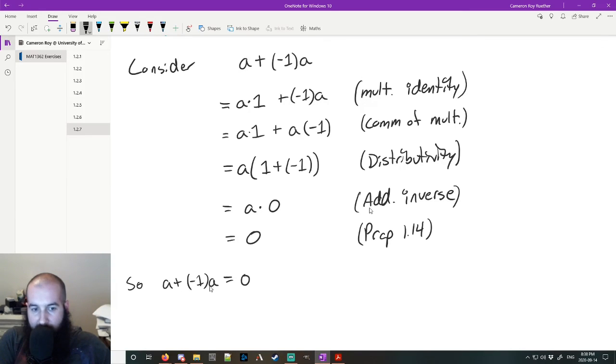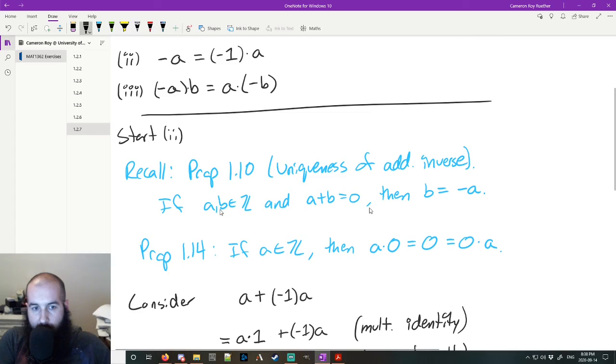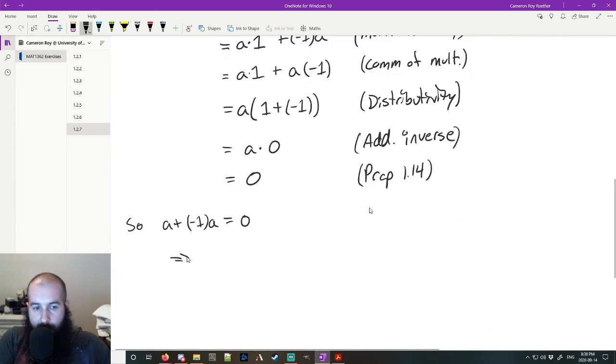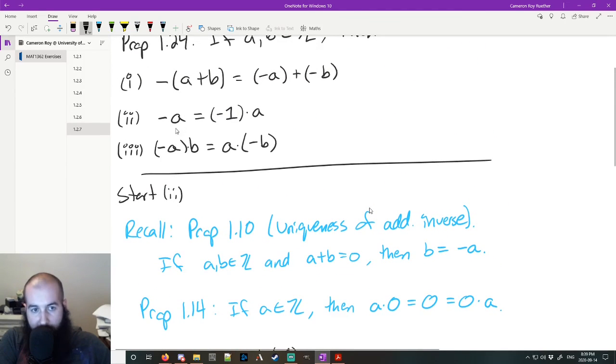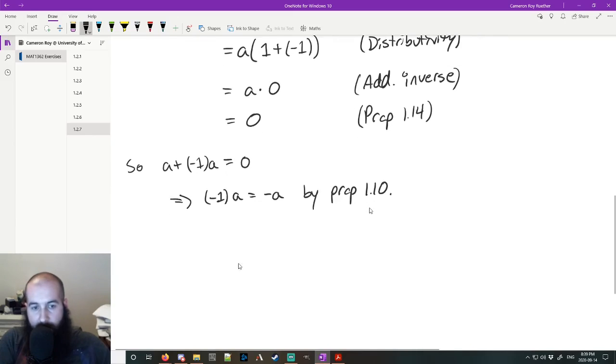But whenever we have a plus something and it's 0, it means that that something is negative a. So this implies that negative 1 times a is equal to the additive inverse of a by proposition 1.10, which is what we wanted to show. We wanted to show that negative a is equal to negative 1 times a. I guess we have them in the other order here, but this is the same as this. So that's our proof of 2.